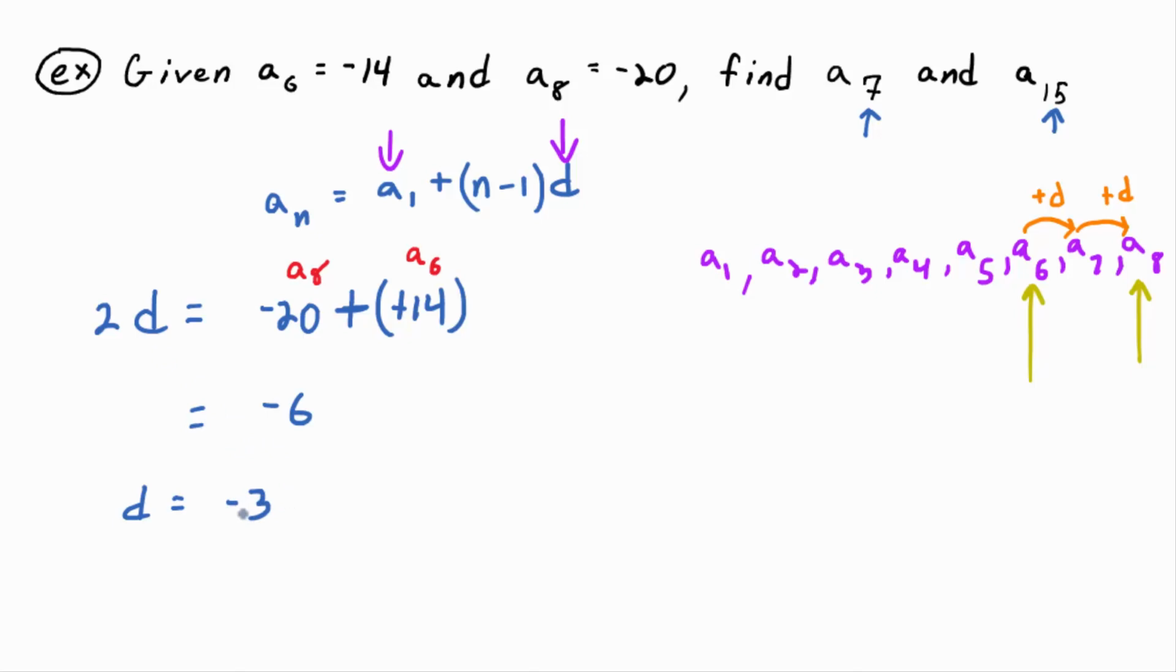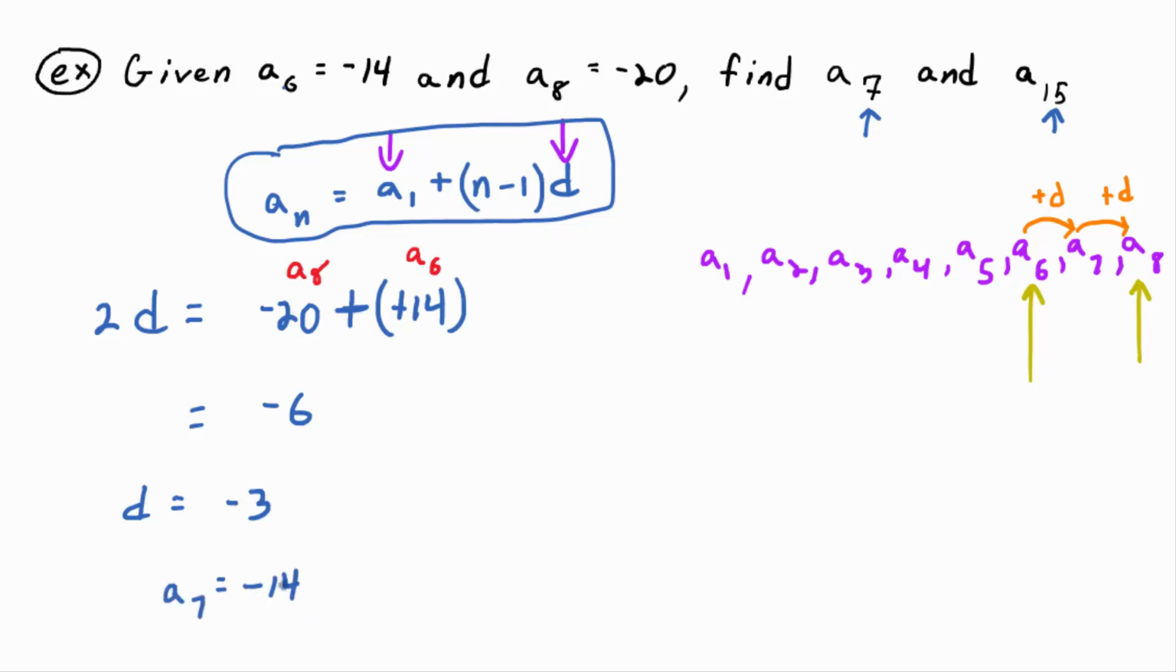Oh, all right. So if I were feeling lazy, I don't actually need to get AN. I could just add negative 3 to A6 to get A7, right? So there's more than one way to do this. I could fill in this formula, or I could just take the A6, which is negative 14. So this is going to be A7, and add negative 3. So what does A7 have to be?